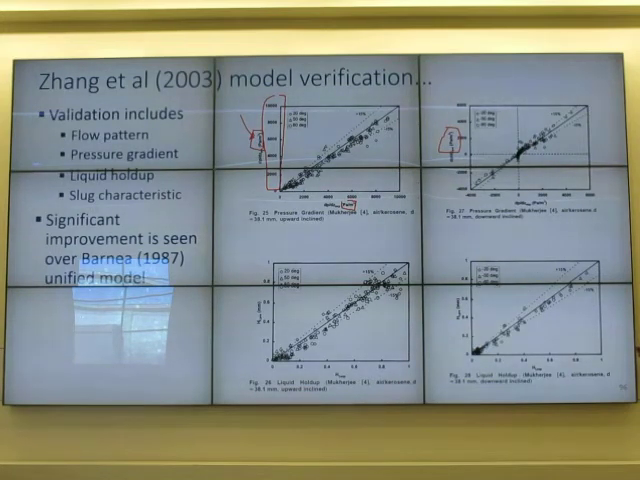All right, but what they found is it is a significant improvement over binary unified model. Okay, significant improvement. More details in that paper. Your task is to get the combined momentum equation.